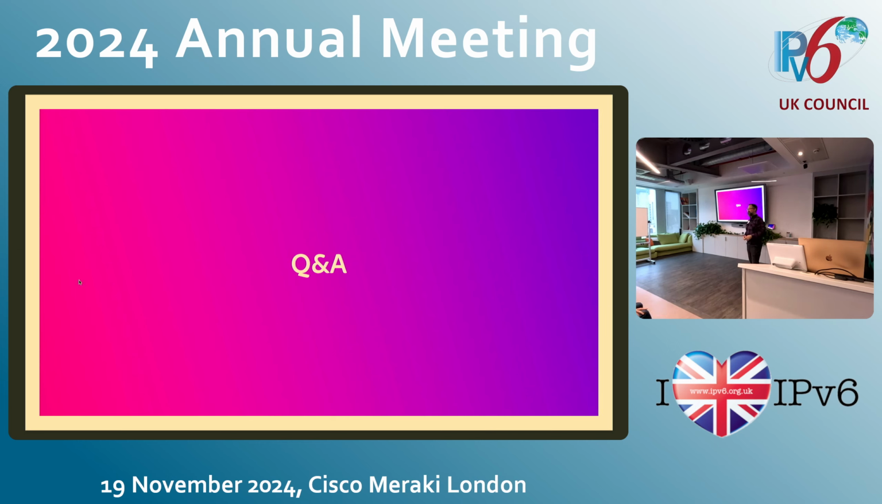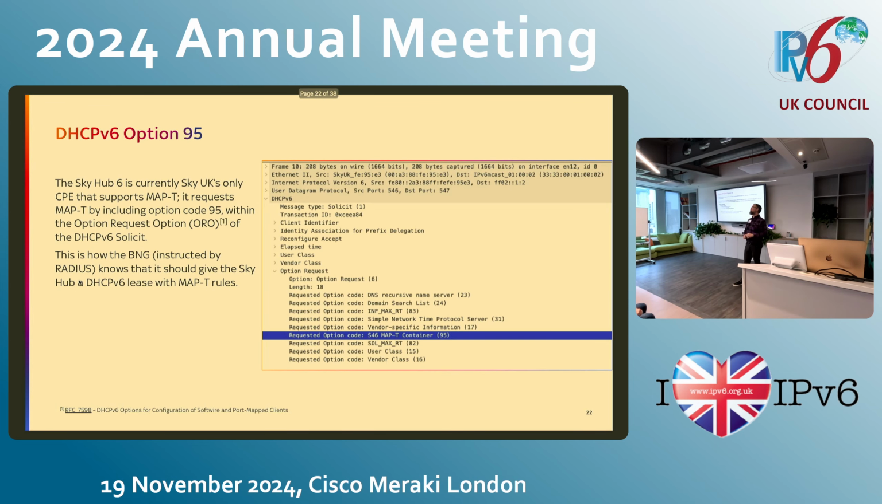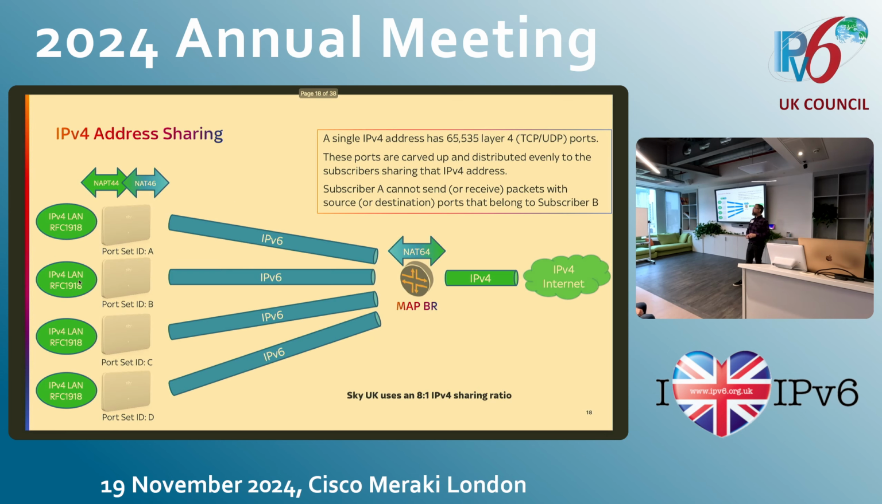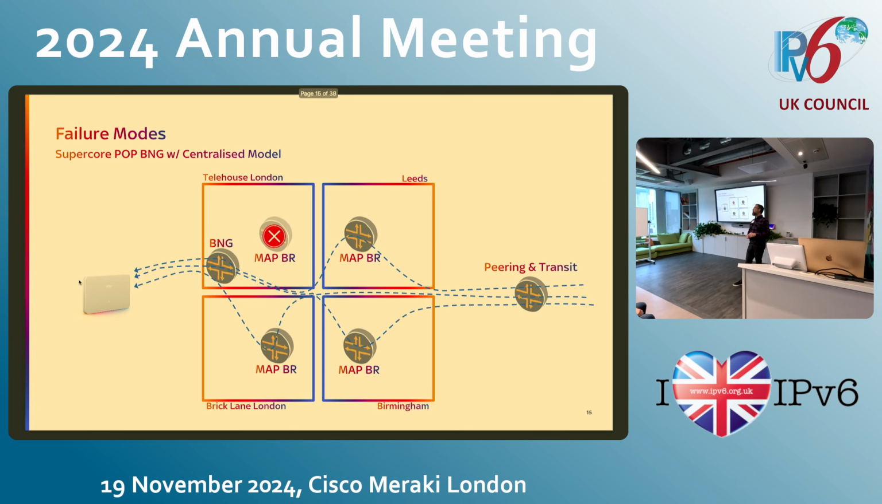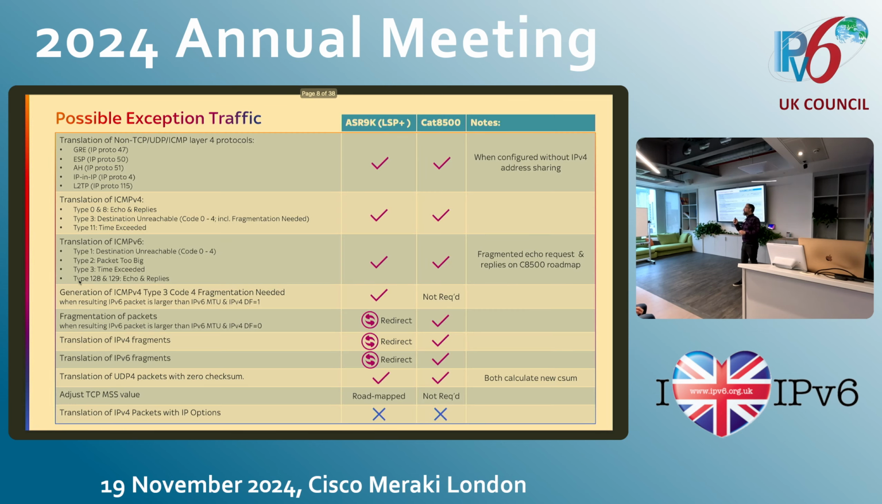Okay. Well, I've got one for you then. You mentioned some exception traffic, back on one of your early slides, and you mentioned fragmentation was one of them. What about other IPv6 extension headers? Do they end up in exception traffic, or does everything handle it nicely?